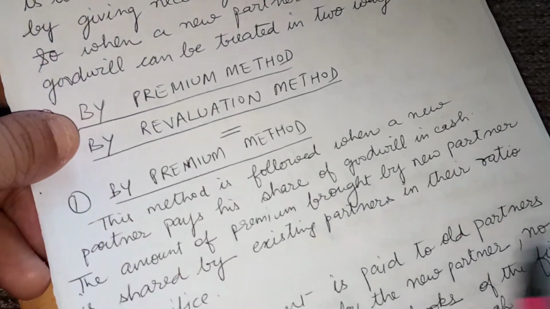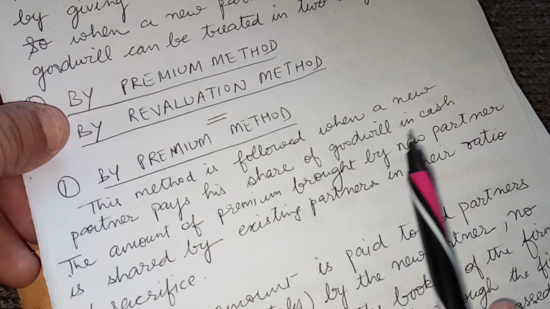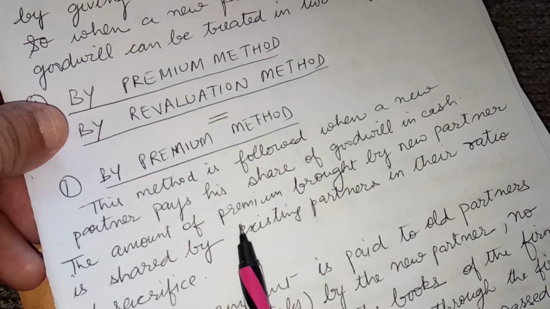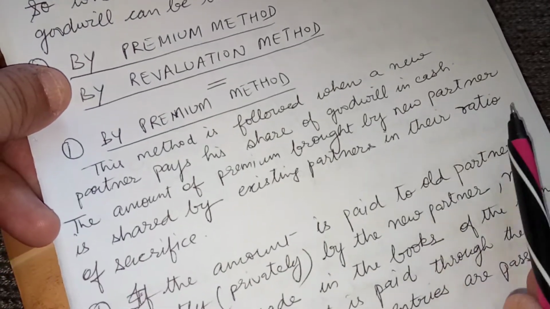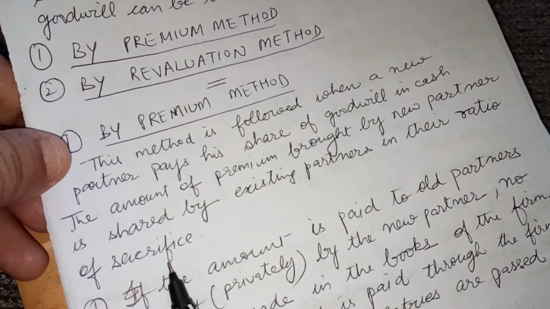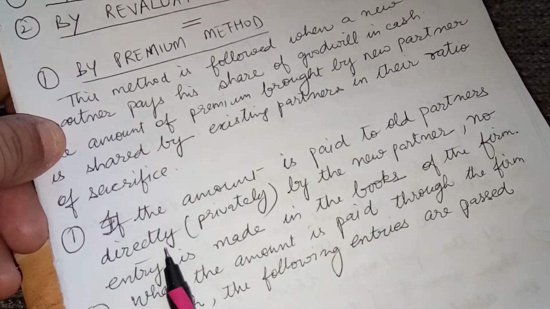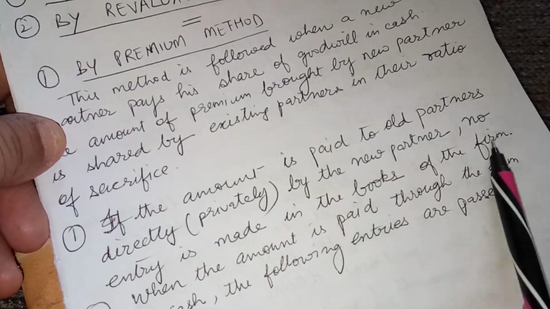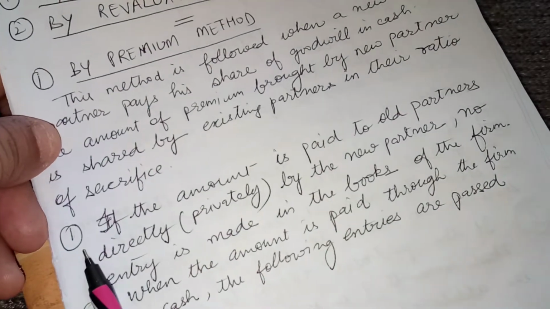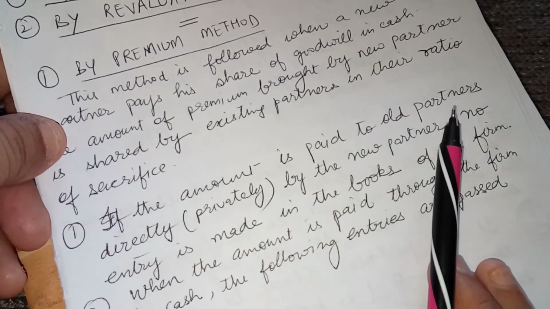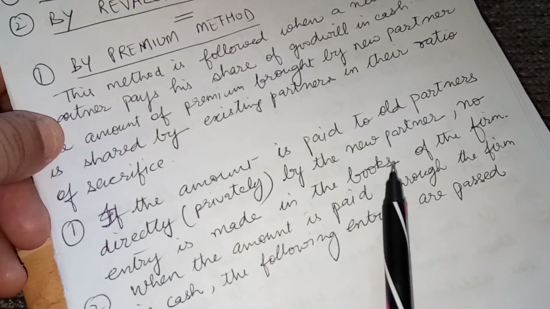The premium method is followed when a new partner pays his share of goodwill in cash. The amount of premium or goodwill brought by the new partner is shared by the existing partners in their ratio of sacrifice, as we have done in all the examples. Now, if the amount is paid to old partners directly by the new partner, no entry is made in the books of the firm. So here the treatment starts: in one case, if the amount is paid to old partners directly or privately by the new partner, no entry is made in the books.